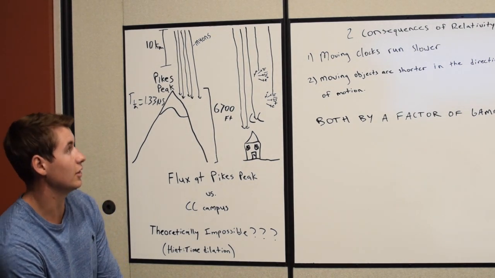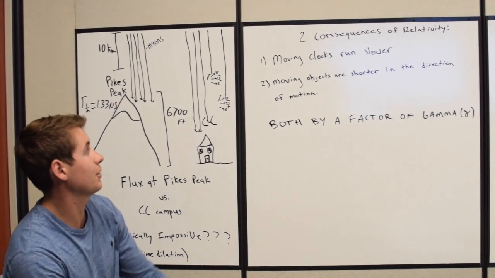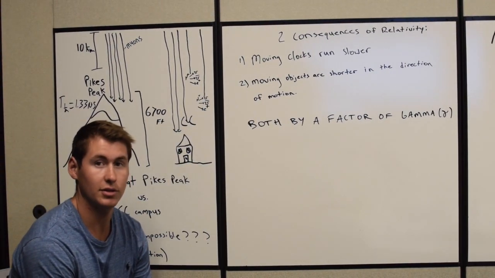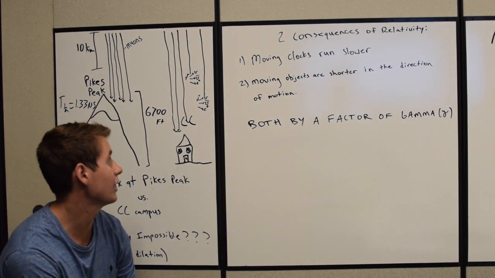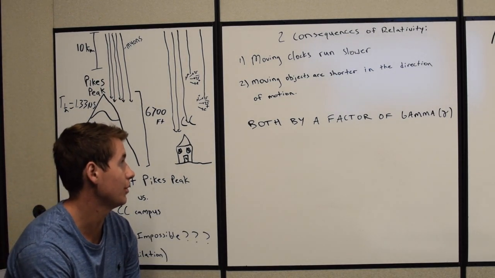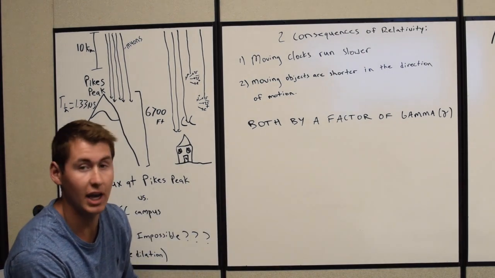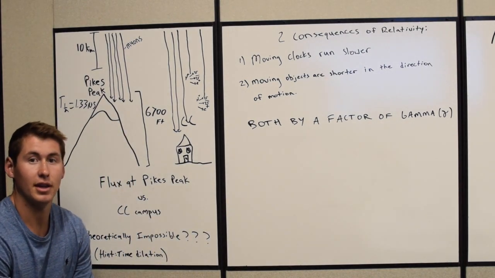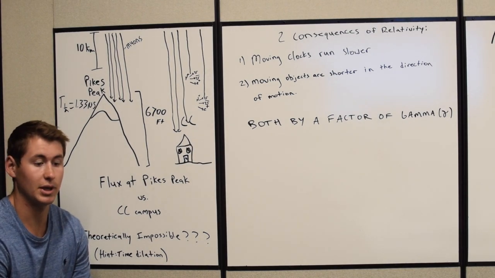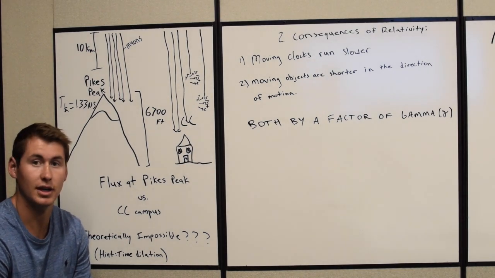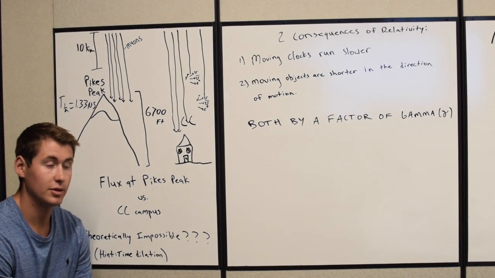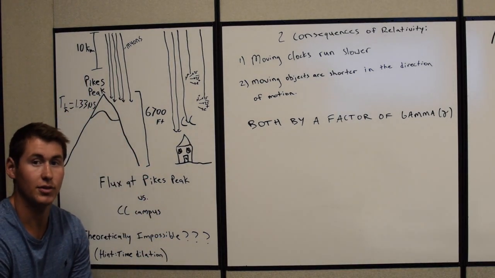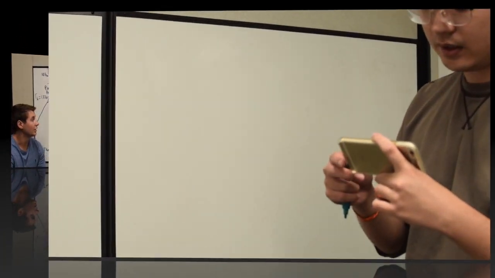As we have previously learned, there are two consequences of this, and those are as follows: moving clocks run slower and moving objects are shorter in the direction of motion, both by a factor of gamma, which we will later calculate. From this, we can understand that muons are actually experiencing a shorter distance in their reference frame. So instead of traveling 10 kilometers, they're traveling 10 kilometers divided by a factor of gamma.